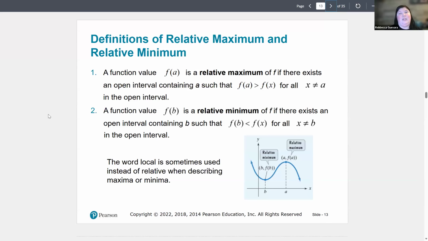So we also have what we call a relative minimum and a relative maximum. This goes back to where you're increasing and decreasing again. The only places you have relative minimums and maximums are places where you change from increasing to decreasing or decreasing to increasing. So a function f of a is a relative maximum if there exists an open interval containing a such that f of a is greater than f of x for all x that are not a on the open interval. Basically what that's saying, here's my relative maximum.